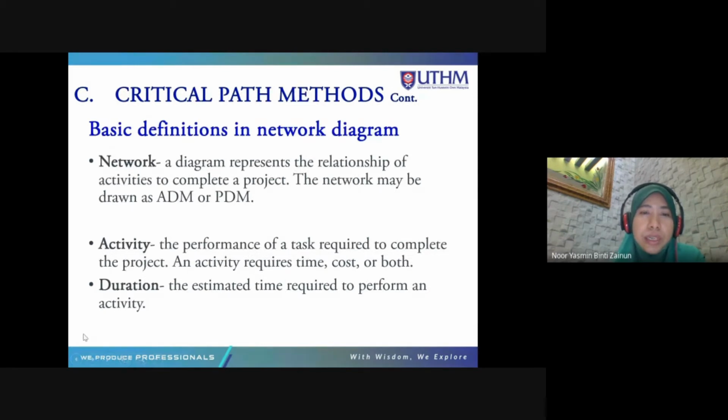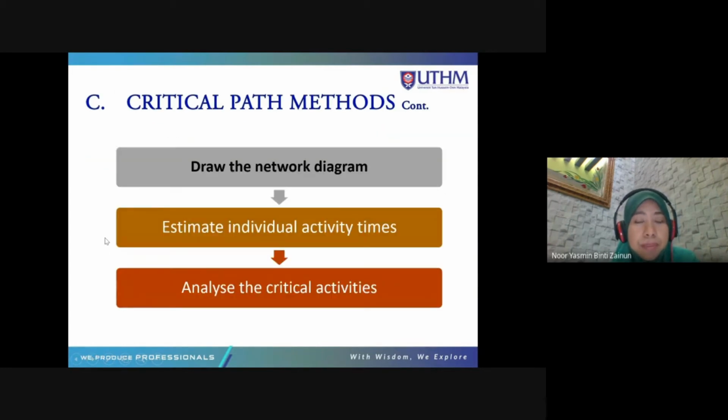The basic definition: a network is a diagram that represents the relationship of activities to complete a project. The network may be drawn as ADM or PDM. Later we will learn the details of ADM and PDM. Activities are the list we identified in the planning. An activity is the performance of a task required to complete the project, which requires time, cost, or both. Duration is the estimated time required to perform the activity. The total duration is the longest length, along the critical activities, which becomes the total duration of the project.